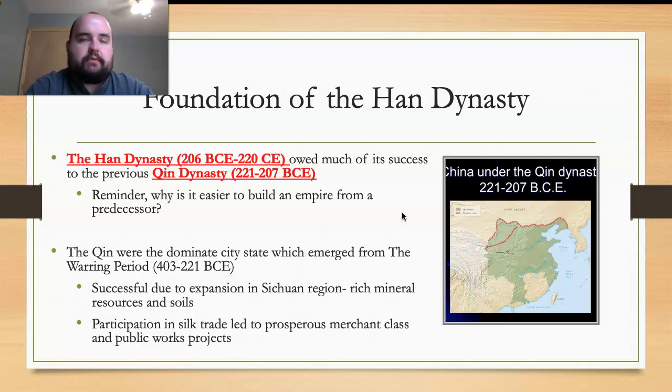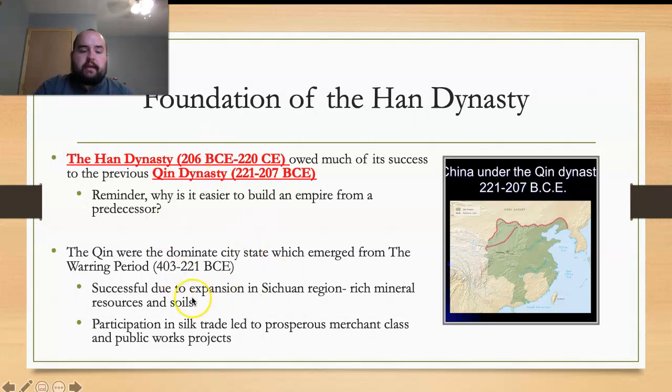You can already have powerful and strong cities, roads that connect the empire, and things of that nature, while you also essentially can just copy the ruling and cultural methods of the previous empire. So essentially, the Han were able to take what worked from the Qin Dynasty and just build a new empire that served their needs.